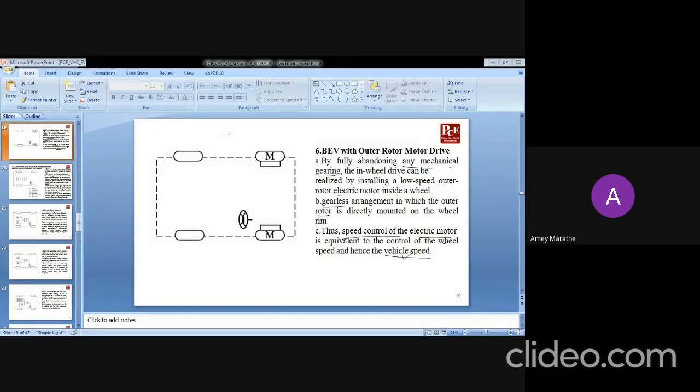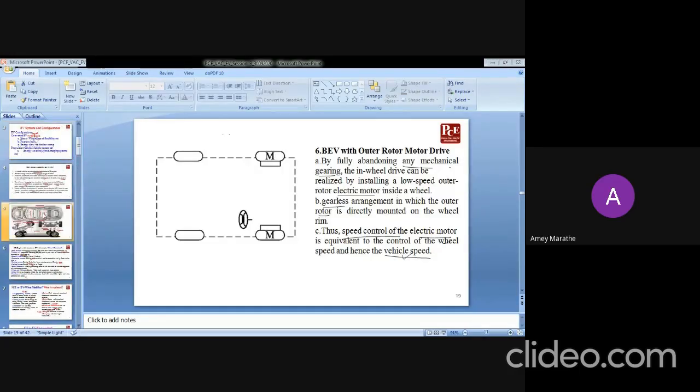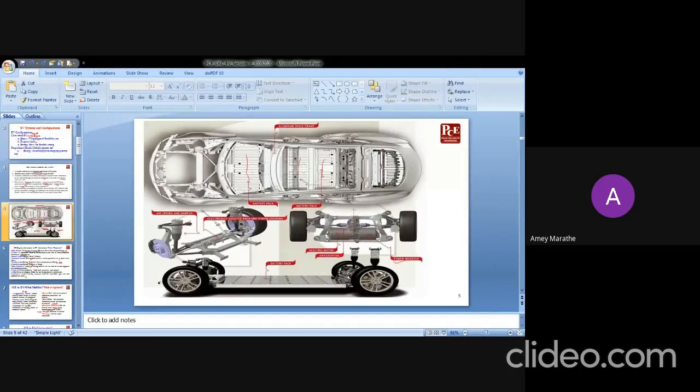If I just go back to the diagram, can someone tell me which configuration that was? Let me just go back to the screen. Okay, this one. I hope you are able to see this. Can you tell me what type of layout this is? It's a longitudinal, but are you able to see the fixed gearing?